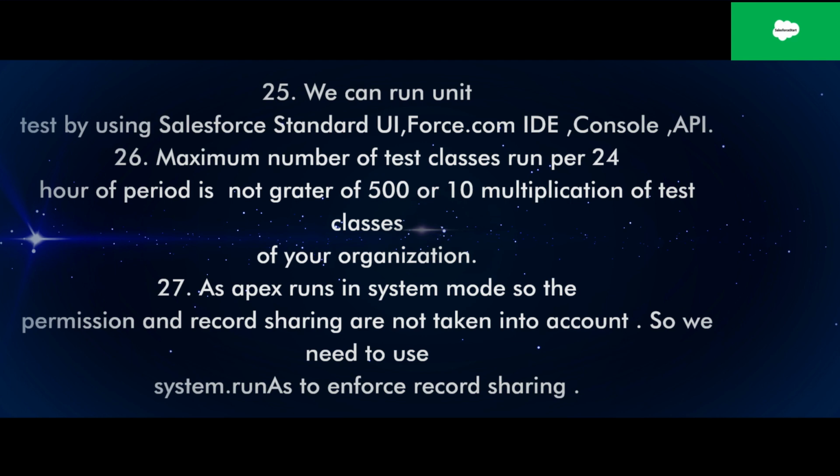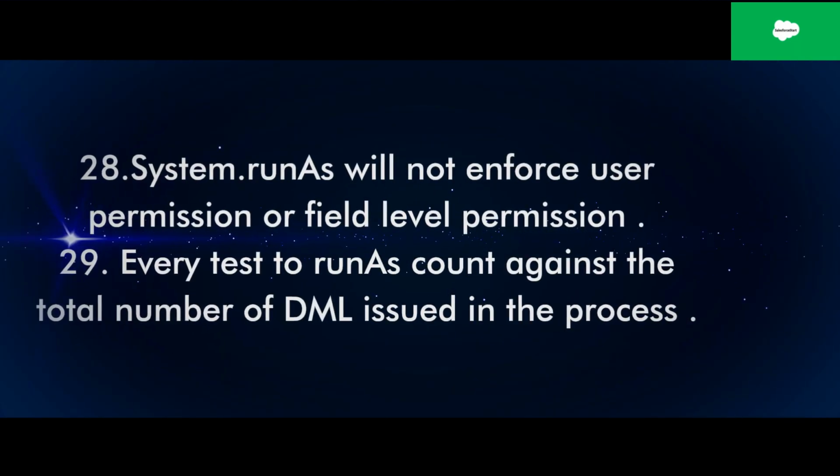27. As Apex runs in system mode, the permission and record sharing are not taken into account. So we need to use System.runAs to enforce record sharing. 28. System.runAs will not enforce user permission or field level permission. 29. Every System.runAs call counts against the total number of DML statements issued in the process.